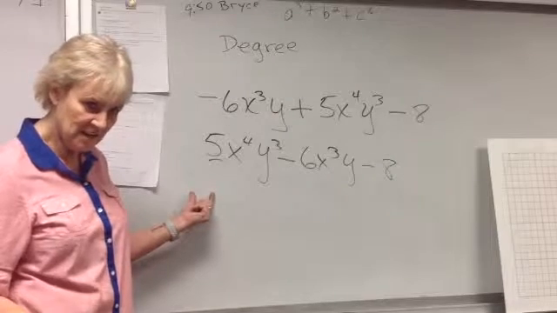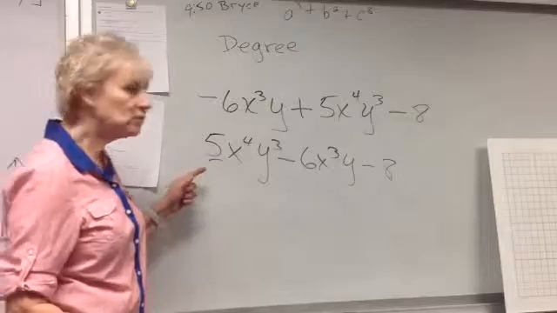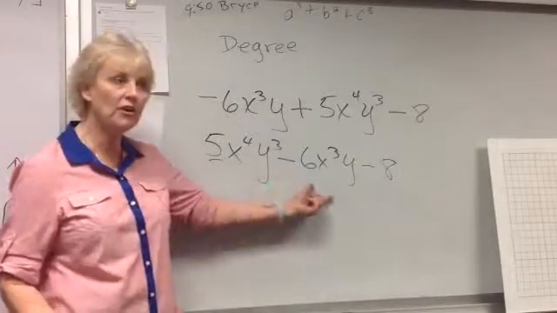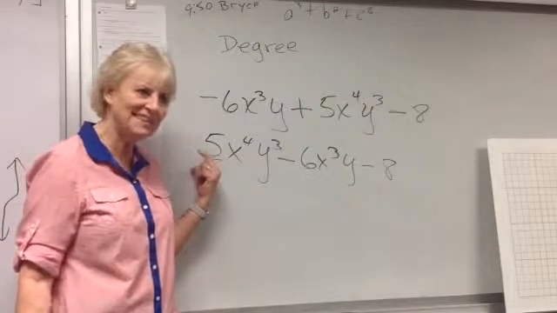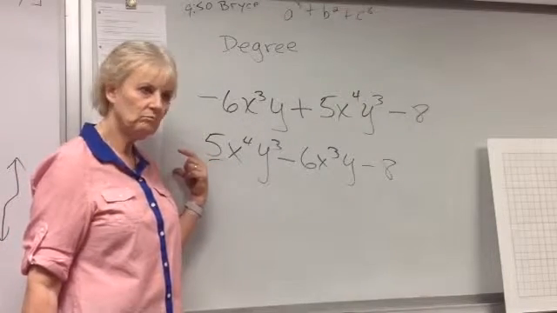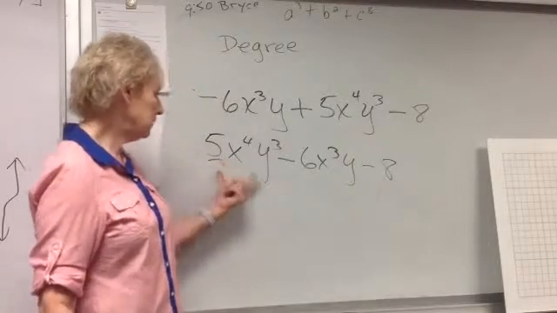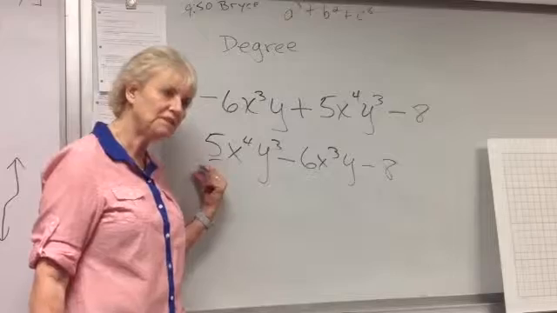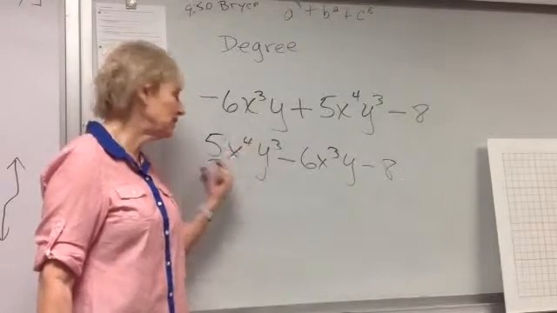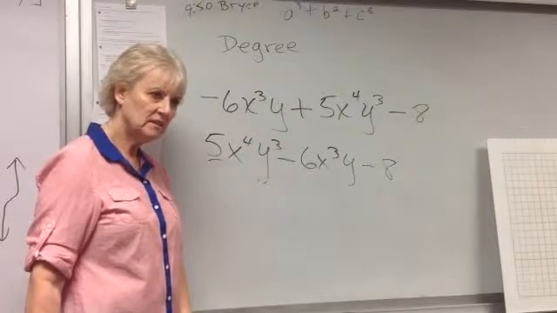Why is 5 the first one? Because it's in the order now, and it's the first one. The leading coefficient is the coefficient of the first term when you have them in order. We have them in order.